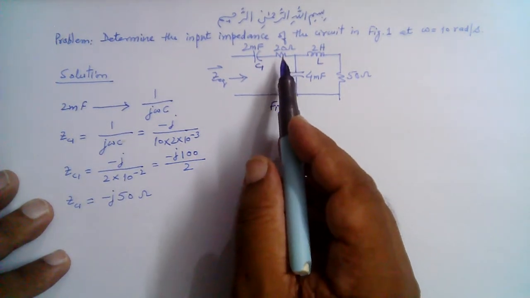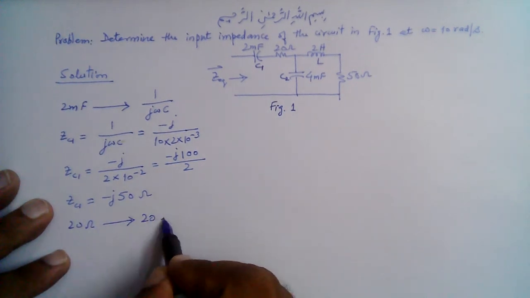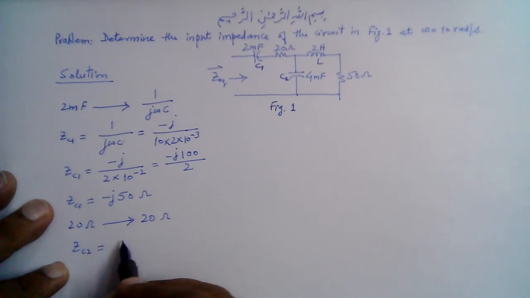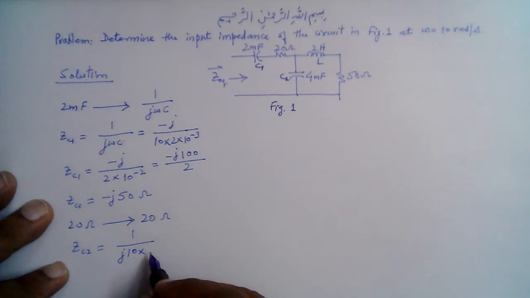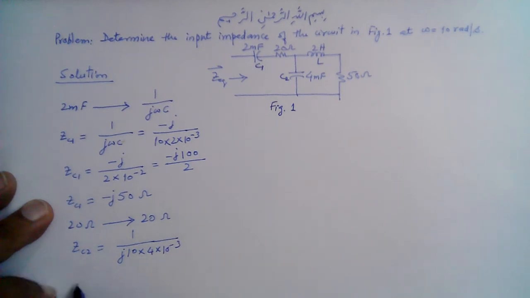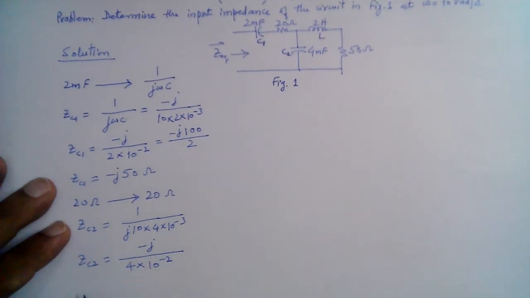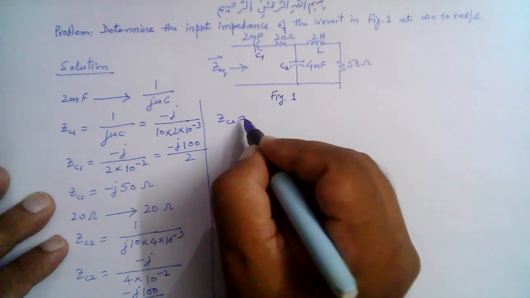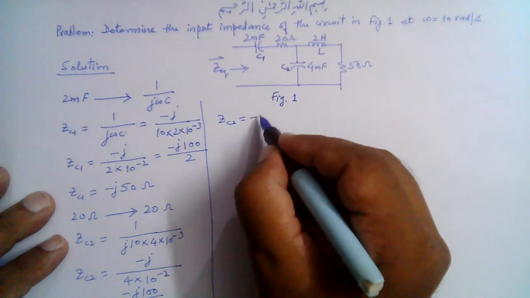Likewise, this 20 ohm resistance will remain the same in the phasor domain. And likewise, ZC2 is given by 1 over J omega, where omega is 10 and C is 4 millifarad, 4 into 10 to the power minus 3. So ZC2 is equal to minus J, since 1 over J is minus J, divided by 4 into 10 into 10 to the power minus 3. So that will be 10 to the power minus 2. So ZC2 is equal to minus J 100 divided by 4. 100 divided by 4 is 25. So that is minus J 25 ohm.